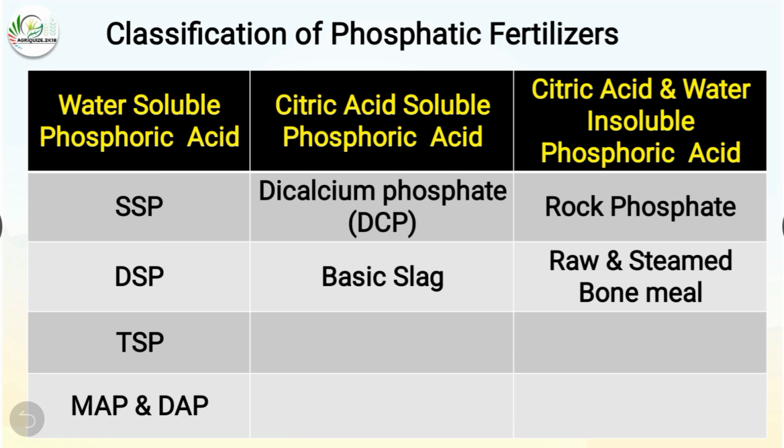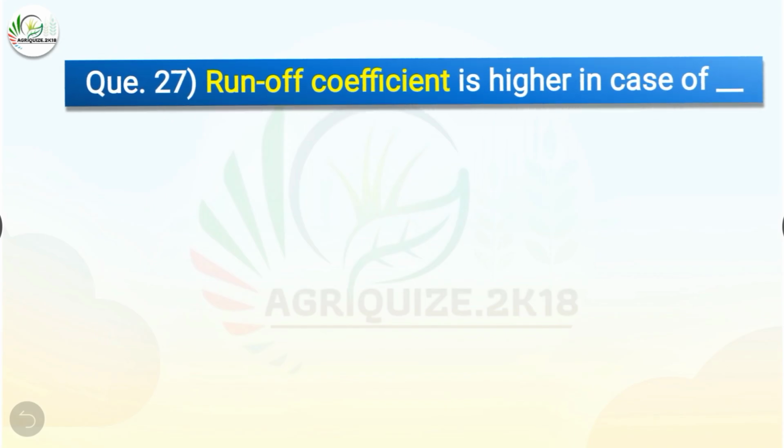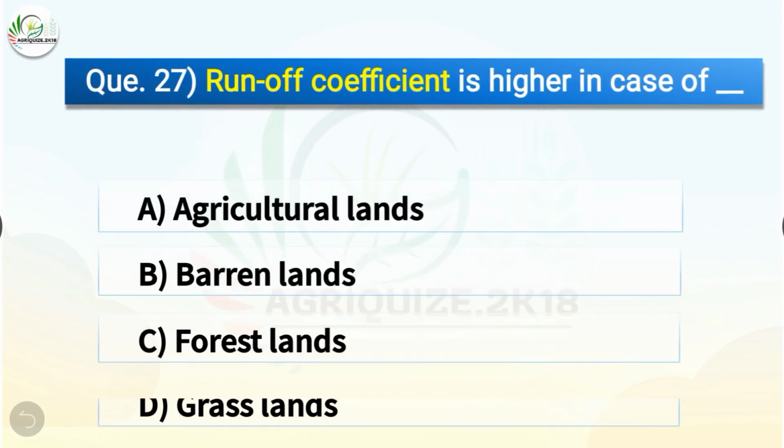Question number 27. Runoff coefficient is higher in case of dash. The options are agricultural land, barren lands, forest lands, or grasslands. The correct answer is option B, barren land. So runoff coefficient is higher in case of barren land. The runoff coefficient is a dimensionless coefficient relating the amount of runoff to the amount of precipitation received.